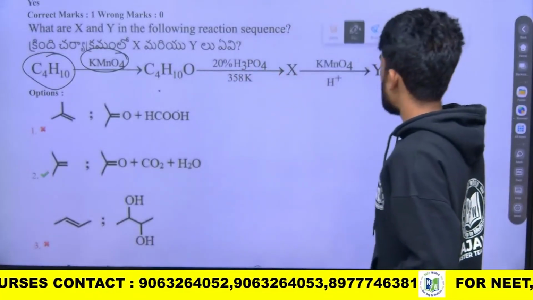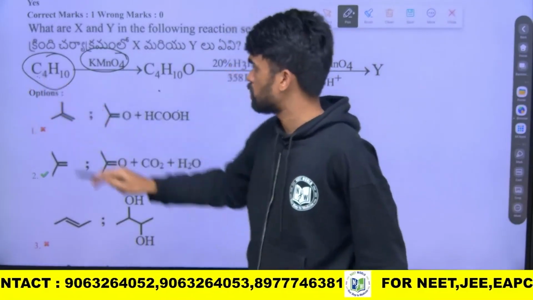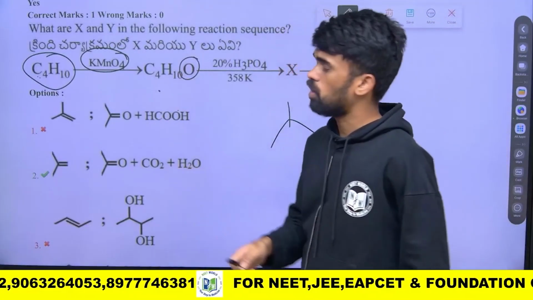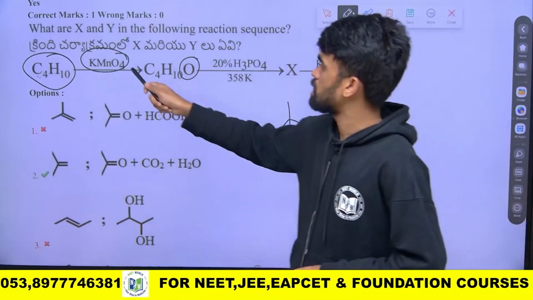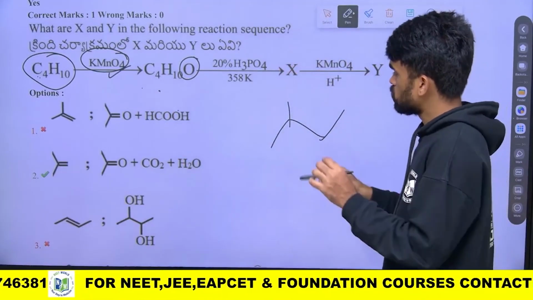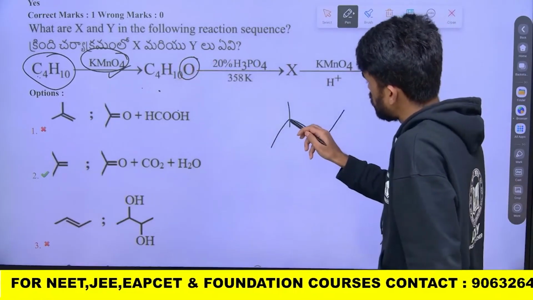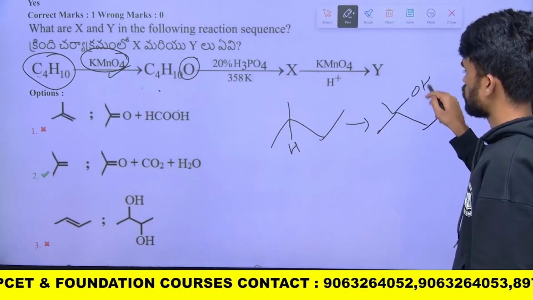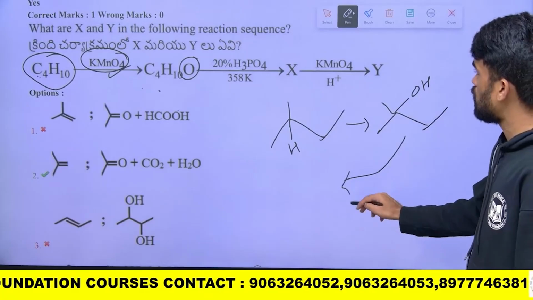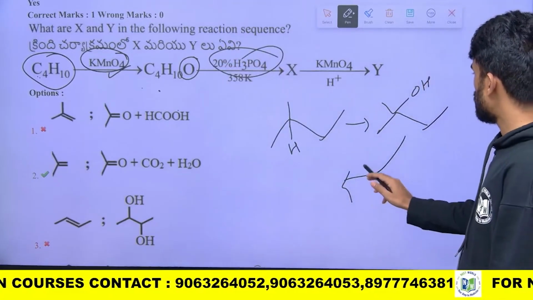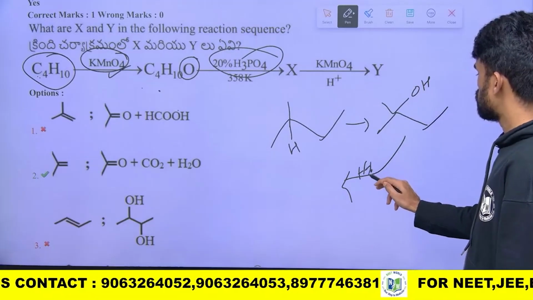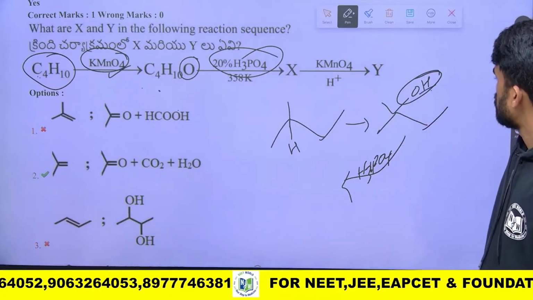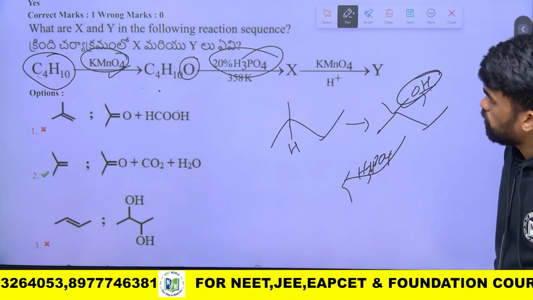Always remember, butane is an alkane, and KMnO4 is an oxidizing agent. KMnO4 will oxidize only tertiary hydrogens in an alkane to alcohols, like this. This alcohol is then treated with phosphoric acid, which means it will undergo dehydration, removing one water, the OH from here. So we will get a product.